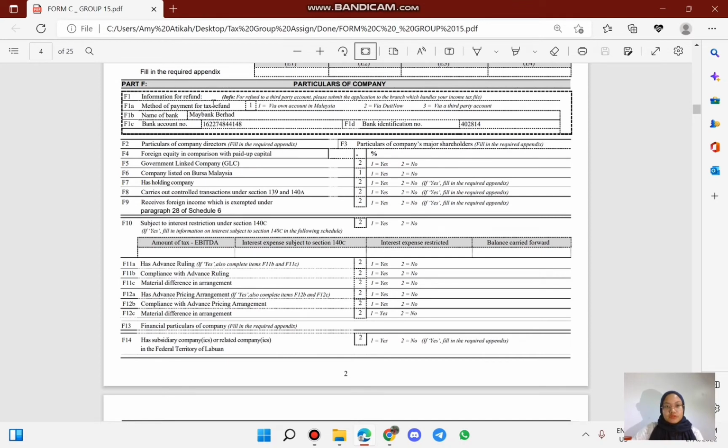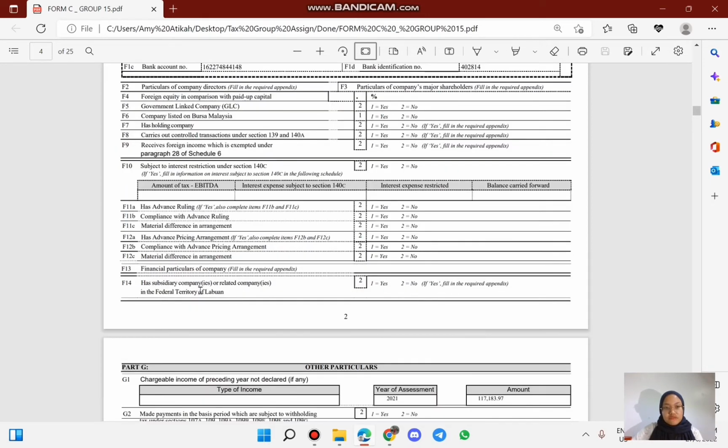The method of payment for tax refund is via own account in Malaysia. Name, bank account number is here, and bank identification number here. As for government linked company, no. Company listed on Bursa Malaysia, yes. Has holding company, no. Carry out controlled transaction under sections 139 and 140A, no. Receive foreign income which is exempted under paragraph 28 of Schedule 6, no. Subject to interest restriction under section 140C, no. And this overall is no, because we don't have it for this company.